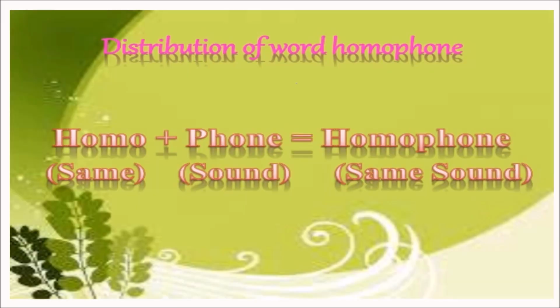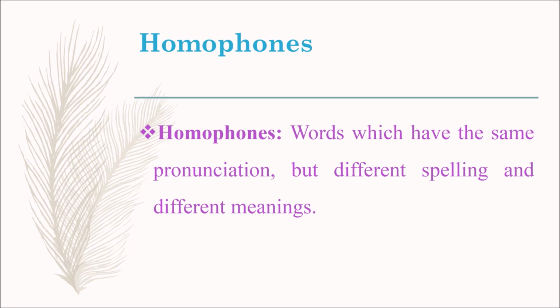First, we are going to revise homophone. Homophone is made of 2 words, homo plus phone. Homo means same, phone means sound. Combining them, it becomes words having same sound. So what is meant by homophones? Words which have the same pronunciation but different spelling and different meanings.